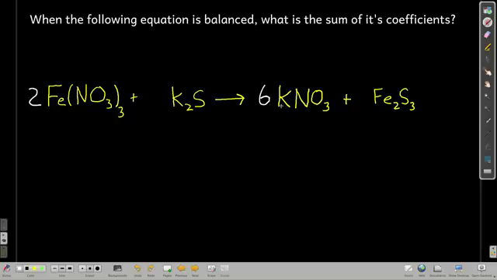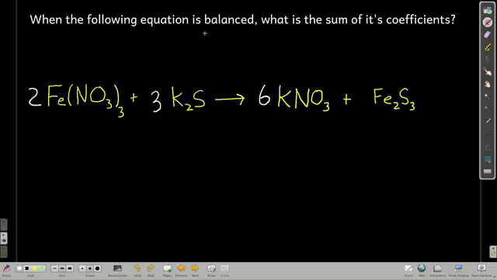Now potassium. I have 6 potassiums on the right, but only 2 on the left. So I have to put a 3 in front of here, because 3 times 2 is equal to 6. Now I have 6 potassiums. Let's look at the last one, sulfur. 3 times 1 is 3. There's a 1 implied here. So 3 sulfides, 3 sulfides. Everything's balanced: 2 irons, 6 nitrates, 6 potassiums, and 3 sulfides.